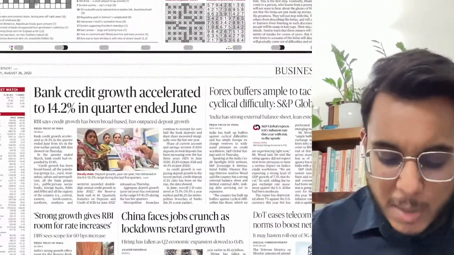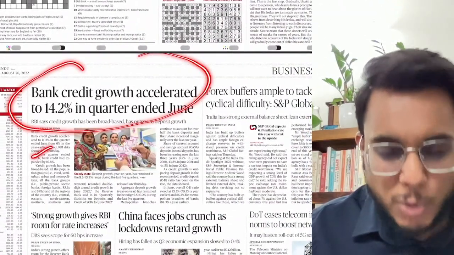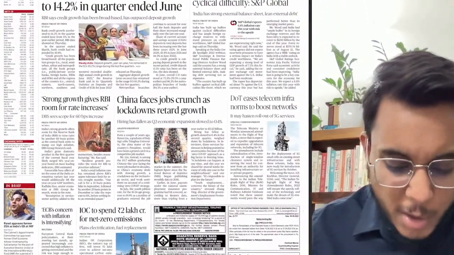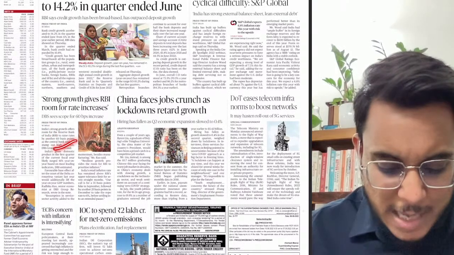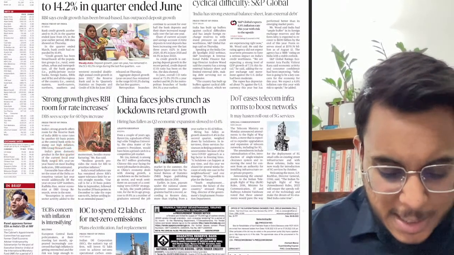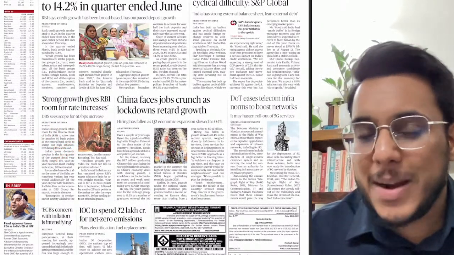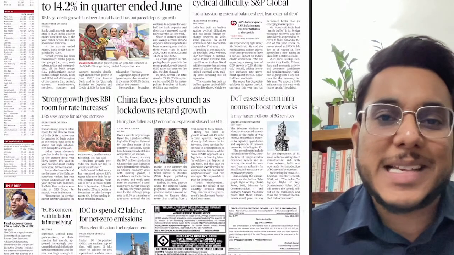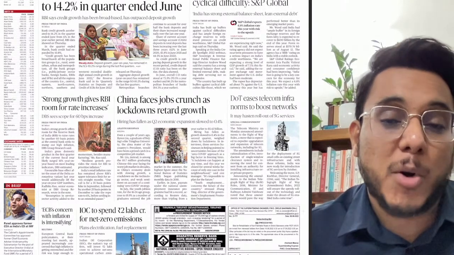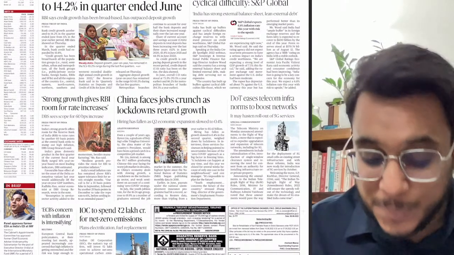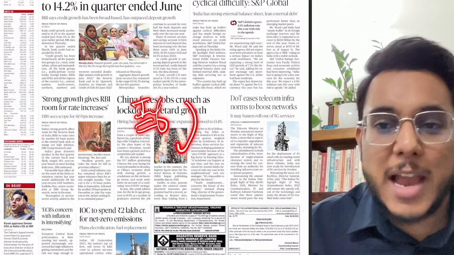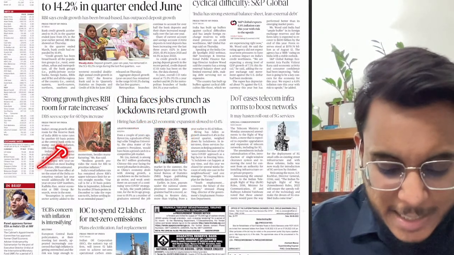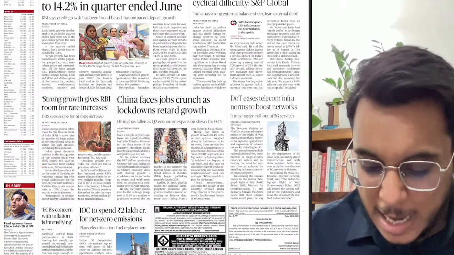Then moving on, business page, bank credit growth accelerated to 14.2%. We'll see this particular report by the Forex. After that, strong growth gives RBI room for rate increase. So basically guys, what happened in 2020 and 2021, the Reserve Bank of India was not able to increase the repo rate because growth was an important consideration. But over the period of time, inflation has come as we have not increased the interest rates. So in this particular capacity, now the interest rates are being increased by the RBI.